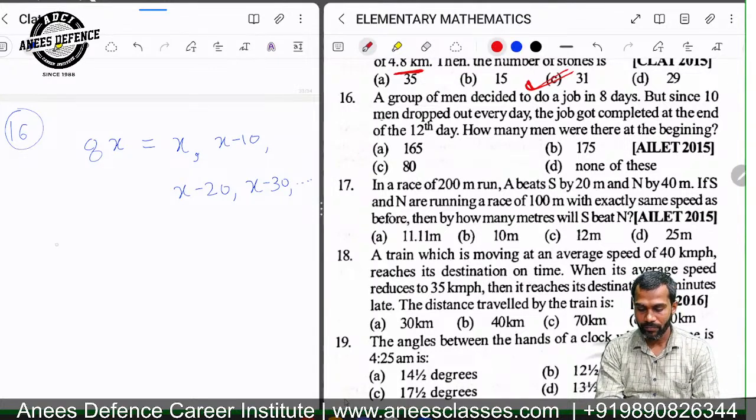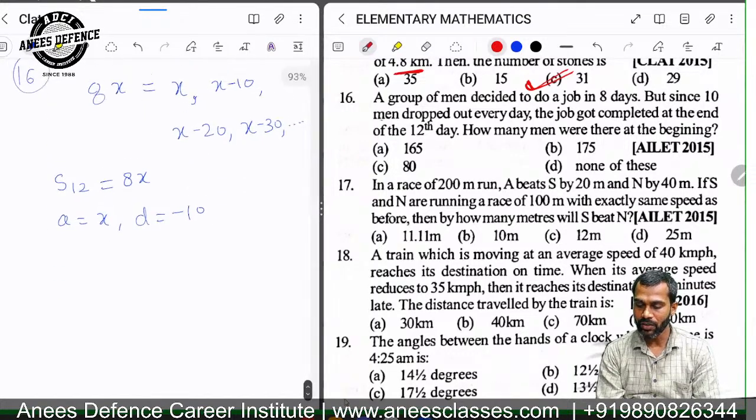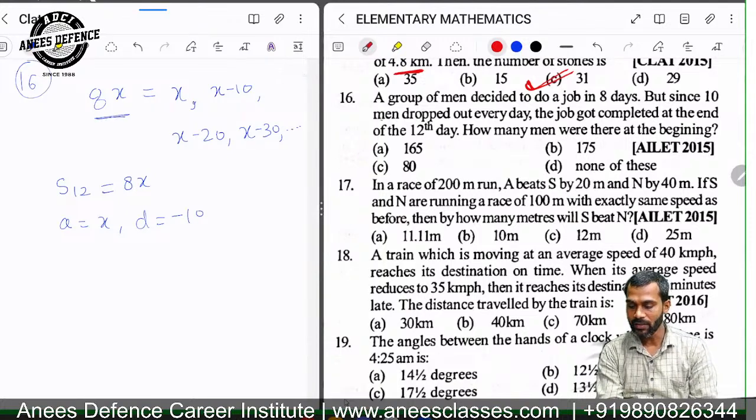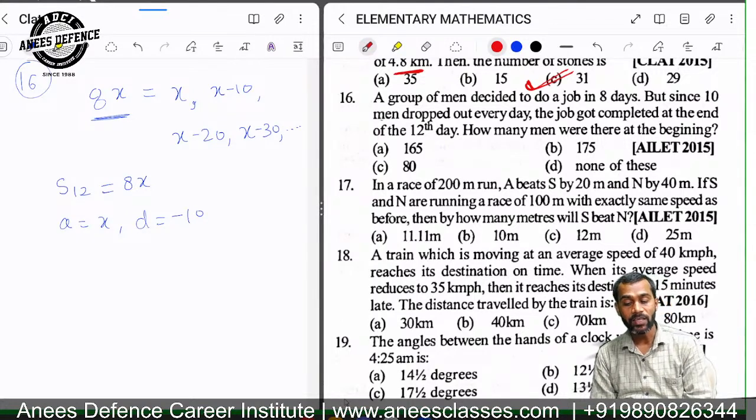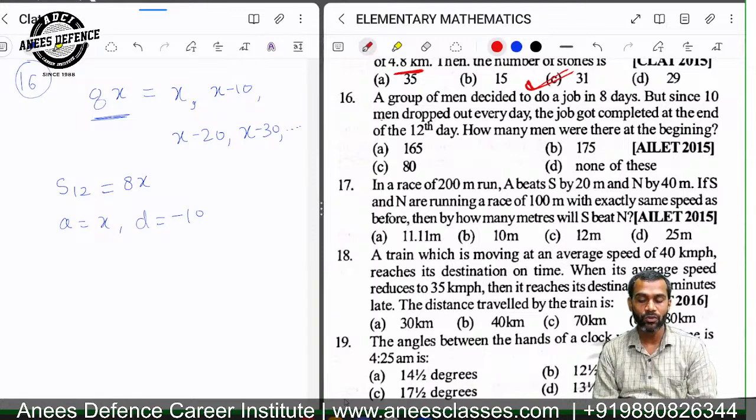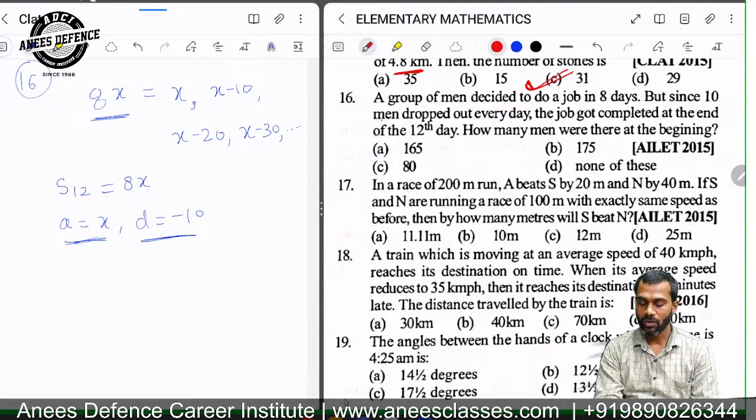So Sn, what is a? x. S12 is 8x. What is d? Minus 10. Apply the formula. Purva, have you understood? The total work is 8x because 8 days are needed if the number of men is x. So 8x is equal to x plus x minus 10, x minus 20, x minus 30, and so on. Why so? Because after every day, 10 men dropped out. d is minus 10 and the first term is x. So now apply the formula.